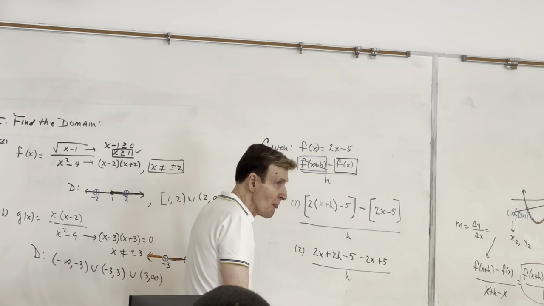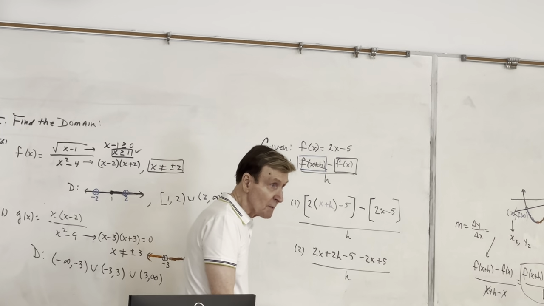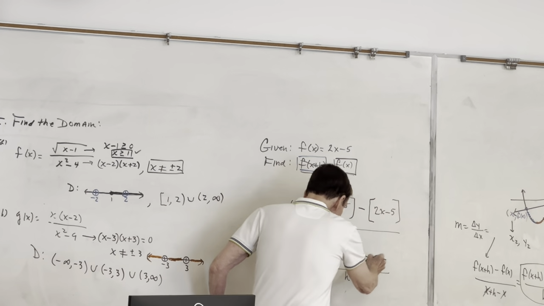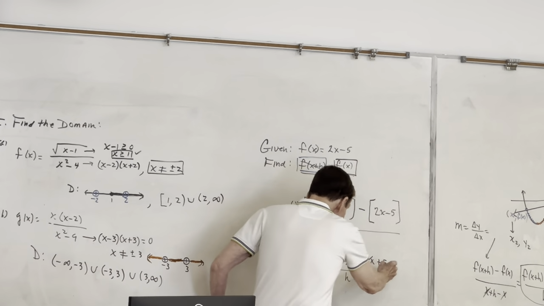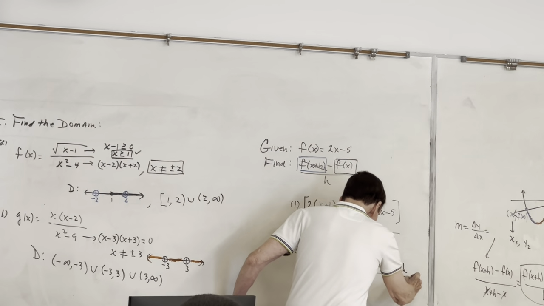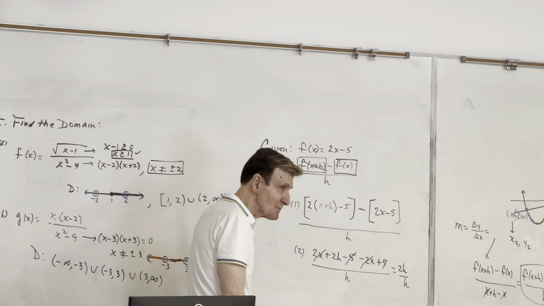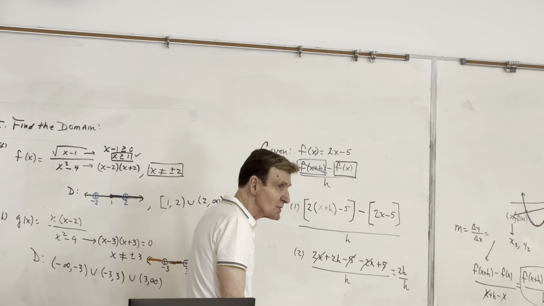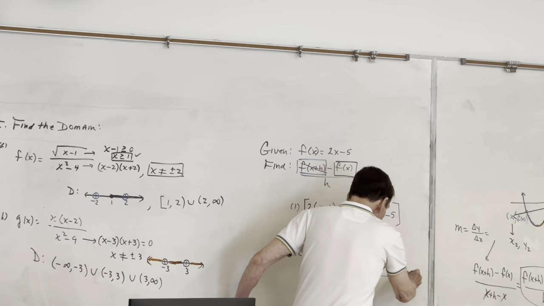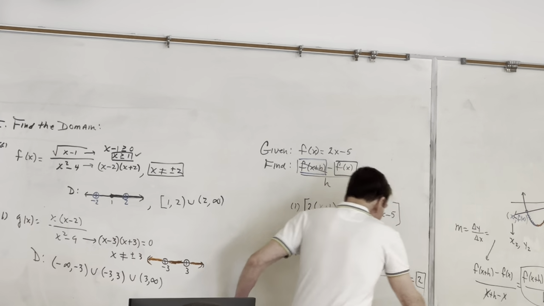Do we agree? Can I simplify further? Yeah, I think I see some terms that might cancel out. I think the 2x's are gone. Will the 5's cancel? So that leaves me 2h over h. And guess what else happens? The h's will cancel. Leaving me an answer of, are you kidding? 2.